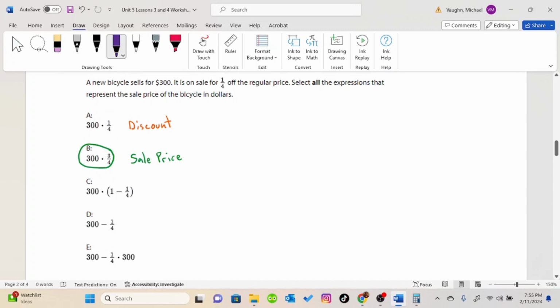C gives us 300, which is the original price, times 1 minus 1/4. What this is showing, 1 would be the full price, minus 1/4, which would be the discount. This would leave us with 3/4, which we just said in B would give us the sale price. So C also gives us the sale price and is a correct representation.